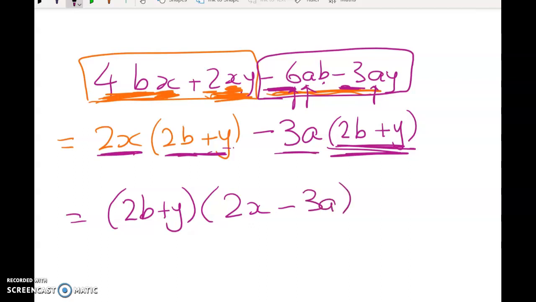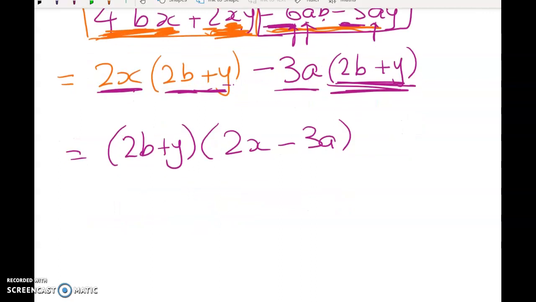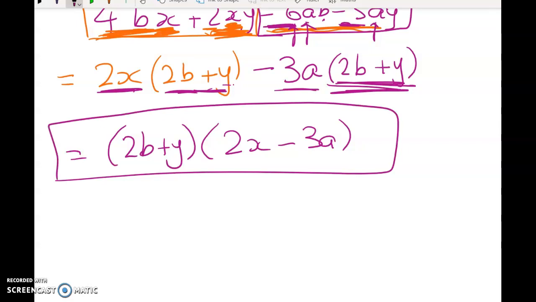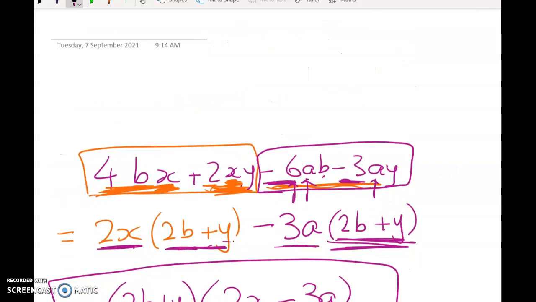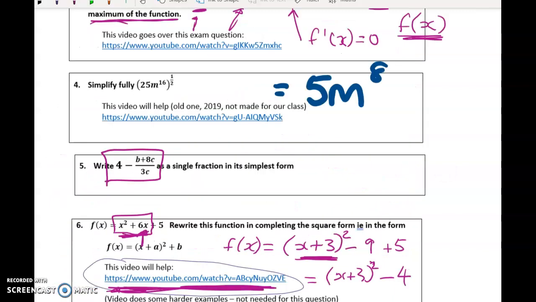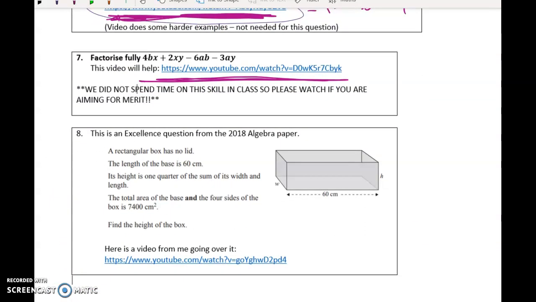So there we go, we've factorized that, and I'm going to expand that so that you believe me, right? So let's just expand it out again. Don't expand it out if you're answering the question. That is your final answer. But we can see that we get 4xb plus 2xy from here, minus 6ab minus 3ay, which is what we started off with.